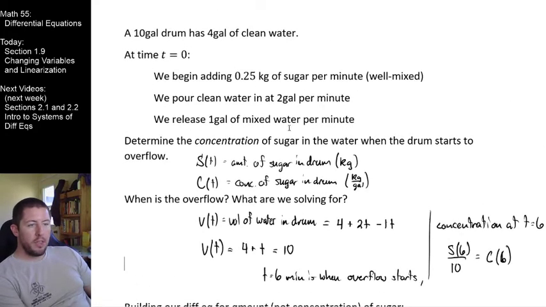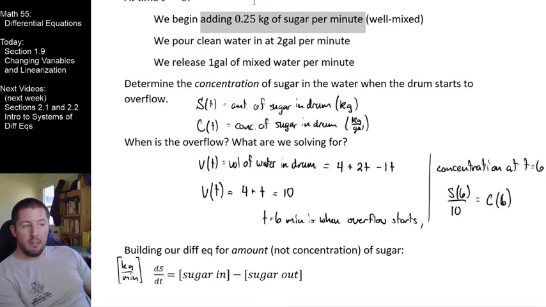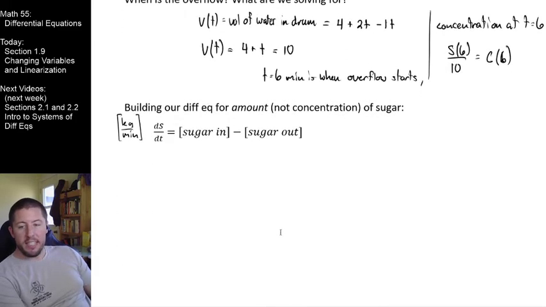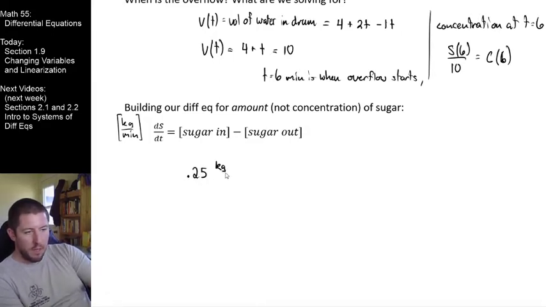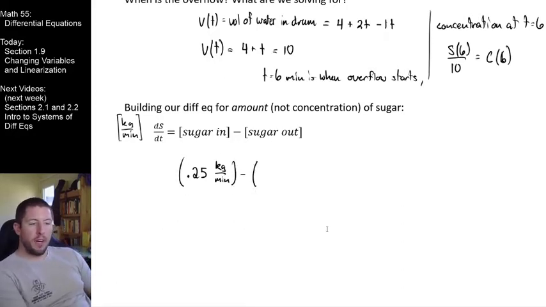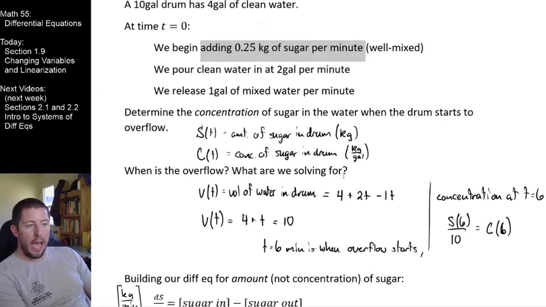So what we know is that the sugar coming in is just associated with this. We're adding 0.25 kilograms of sugar per minute. That is in the units of kilograms per minute. That's already exactly what we want our units to be, right? So this is 0.25 kilograms per minute is what's coming in. Minus, we need to come up with an expression for the sugar that's going out.